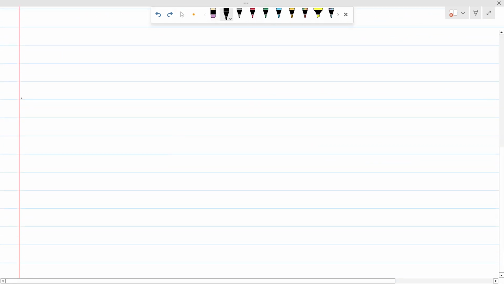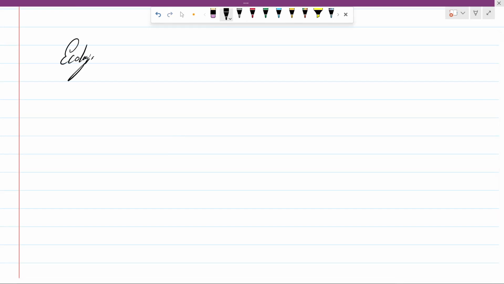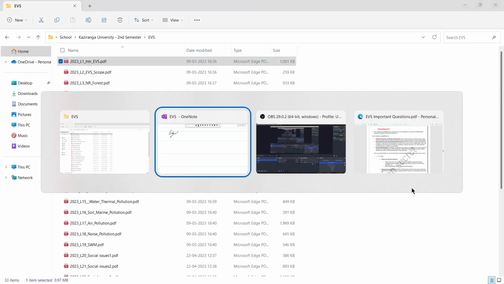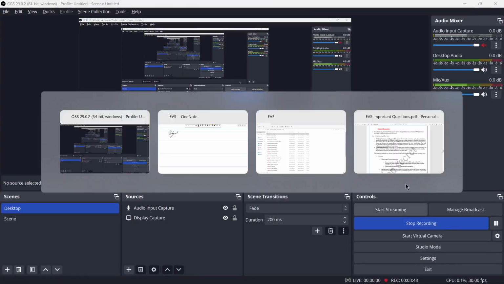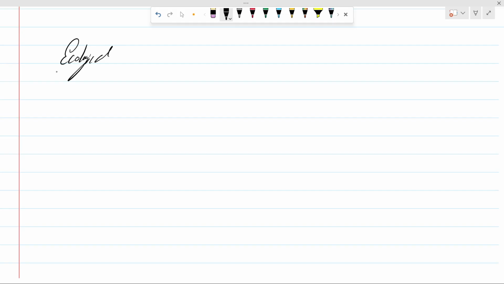Now, this is the most basic stuff, and one basic thing that we need to know is what is ecological footprint. So the next topic that we're going to study is ecological footprint. Do you have any guess?